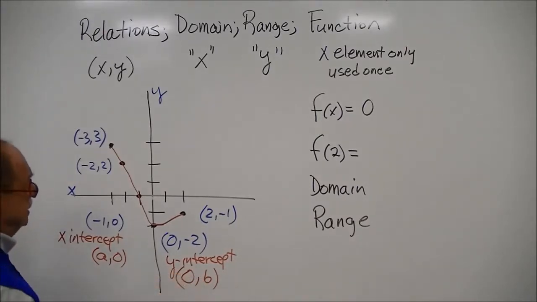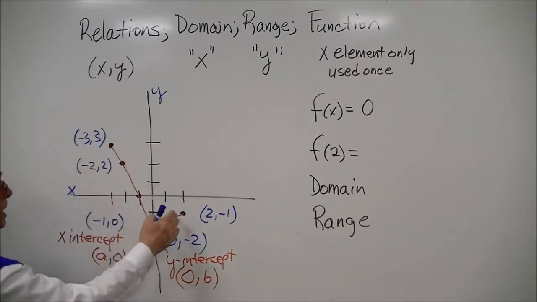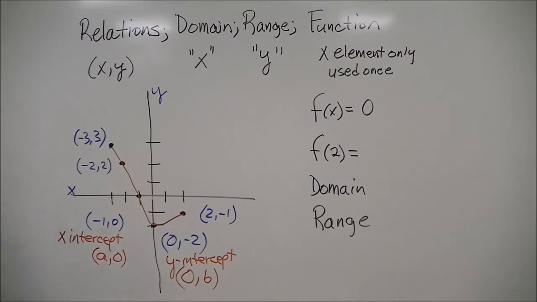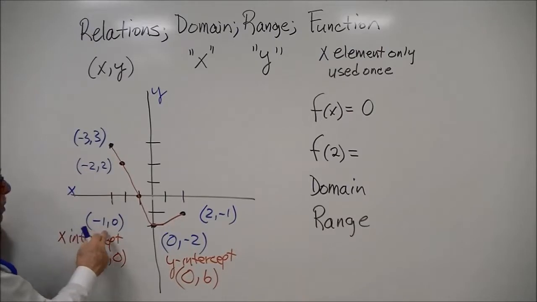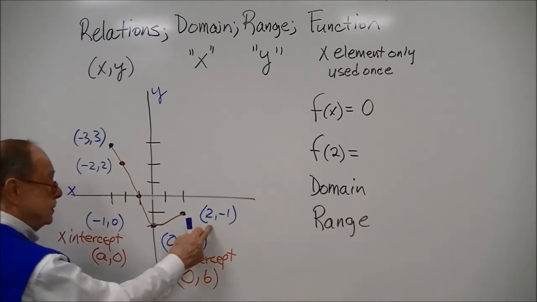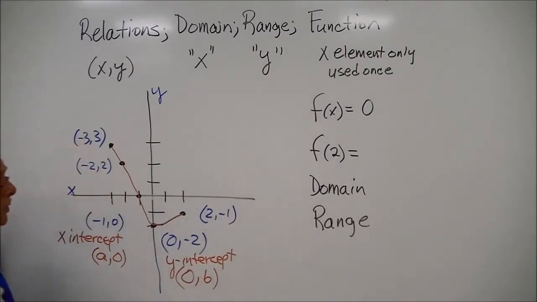So we'll use this particular function. I'm calling it a function because it is, or this particular line. Is it a function, and how do you know? Well, if we look at these points, we'll notice that we have a -3, a -2, a -1, a 0, and a 2. Are the x elements used more than once? If you were to list them out, you'd see no, they're only used once.